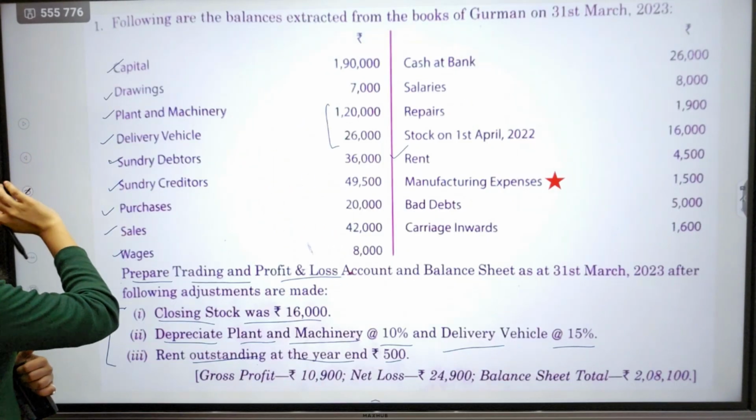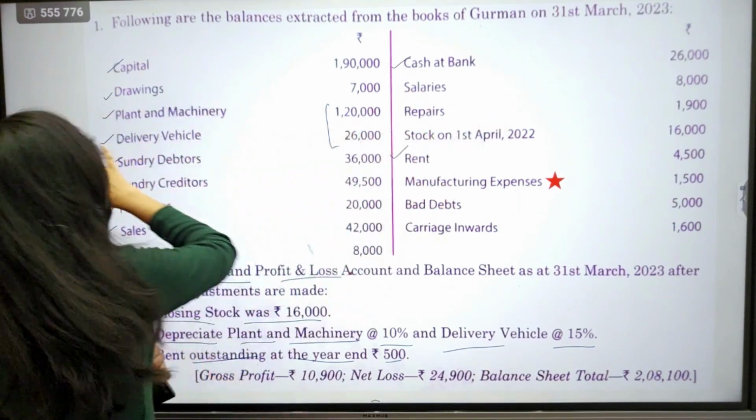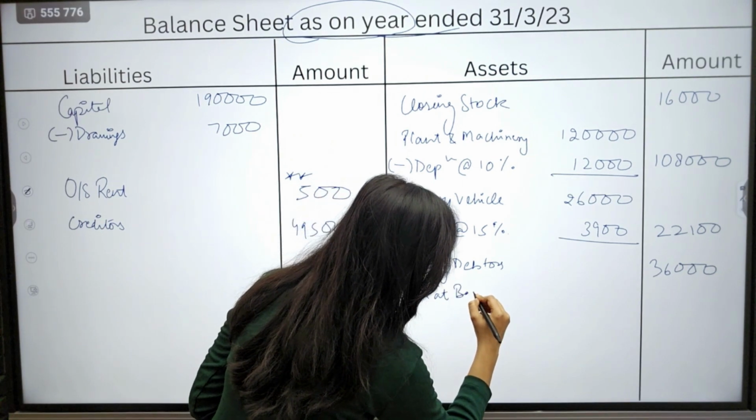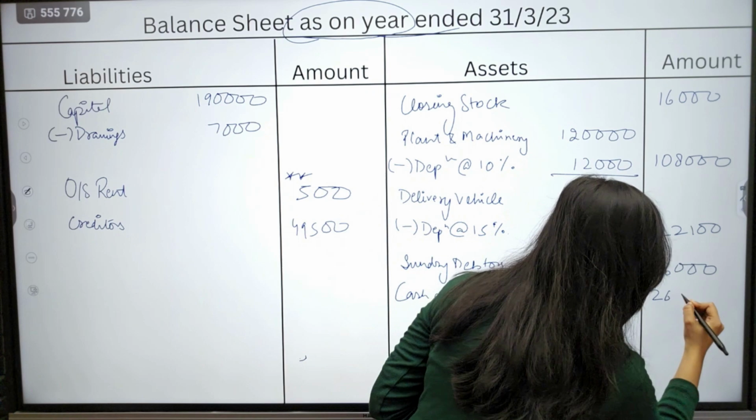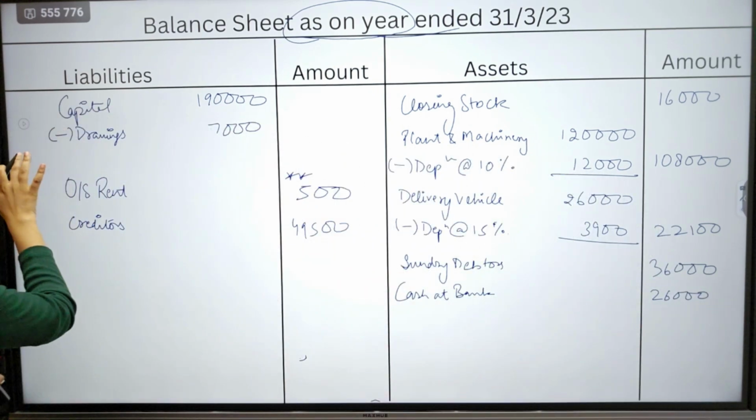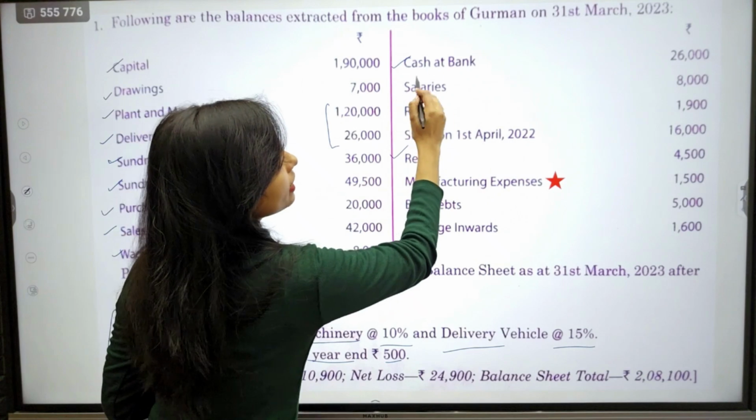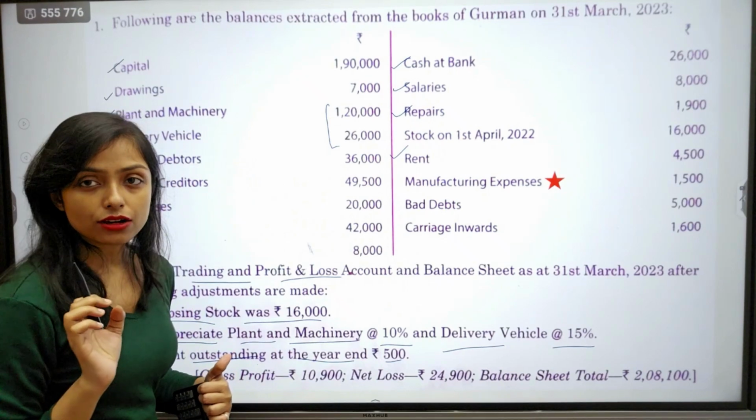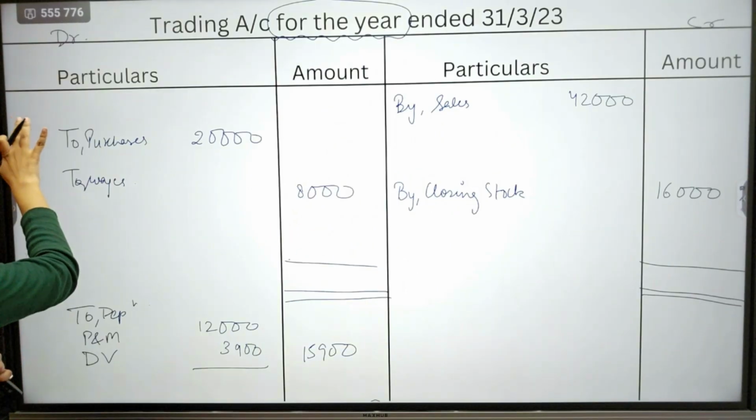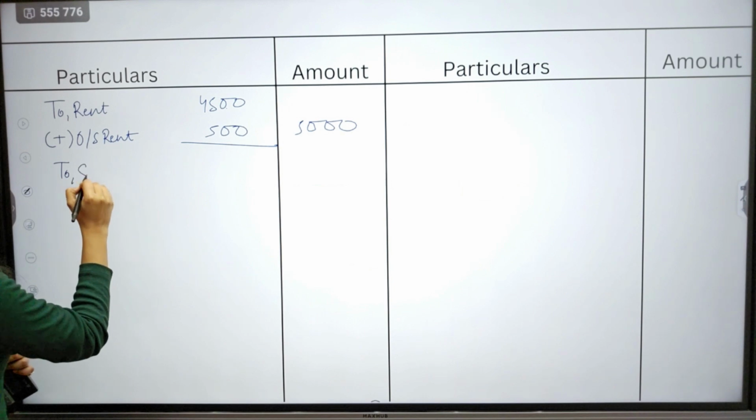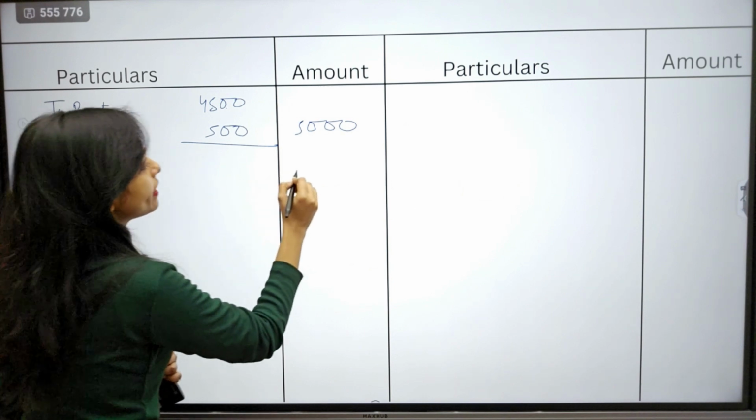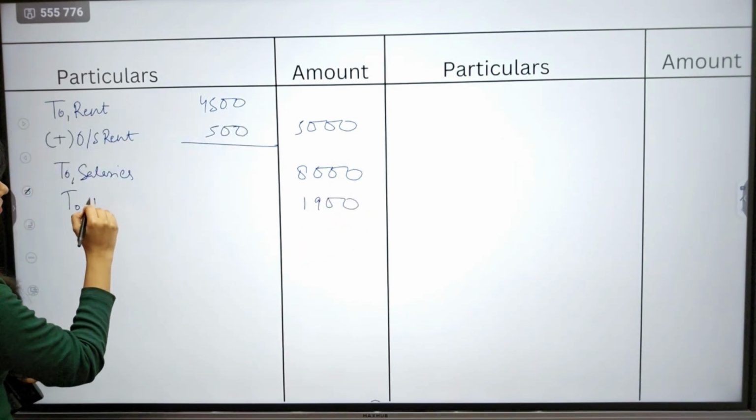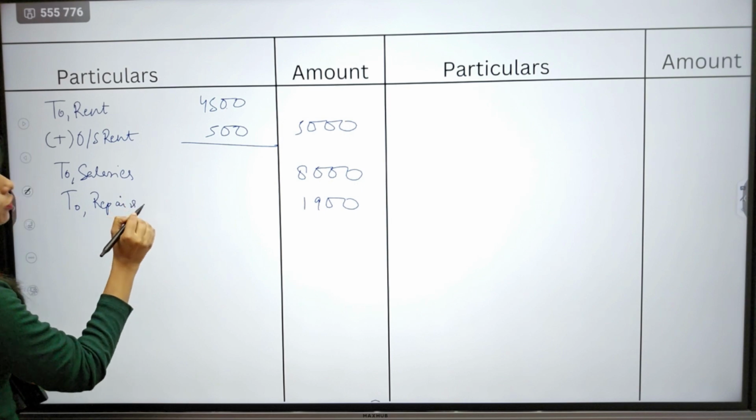Then we have cash at bank, 26,000 rupees. Then we have salaries of 8,000 rupees, and repairs also, both of them go to the PL account. So 8,000 and 1,900 is repairs. So let's write it here. Both of them go to the PL account.